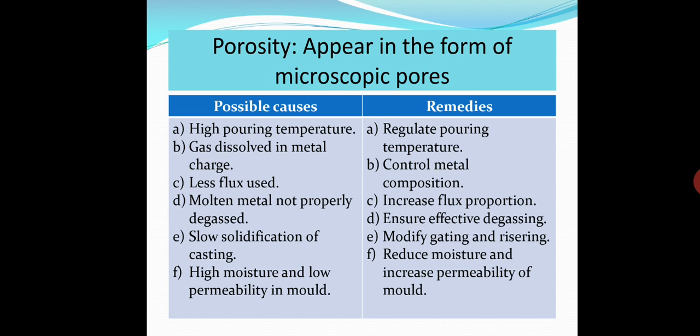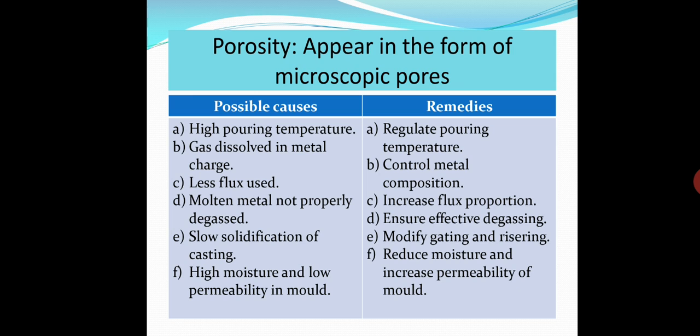Next is porosity. Porosity is a defect which appears in the form of microscopic pores. Blowholes are cavities, whereas porosity appears as microscopic pores. Possible causes are high pouring temperature, dissolved gas in the metal charge, less flux used, molten metal not properly degassed, slow solidification of the casting, and high moisture and low permeability in the mold. These are the causes which result in porosity.